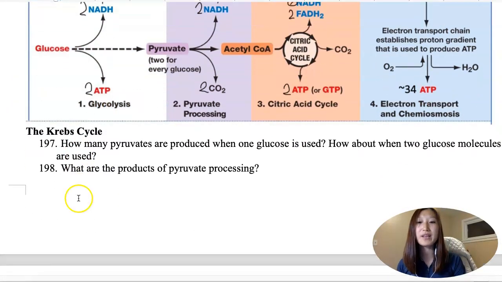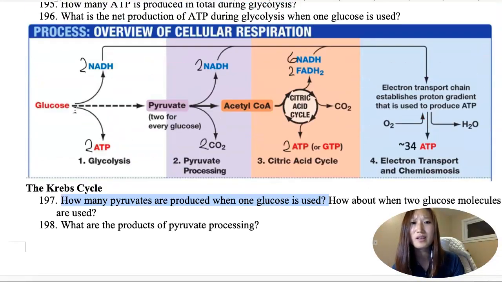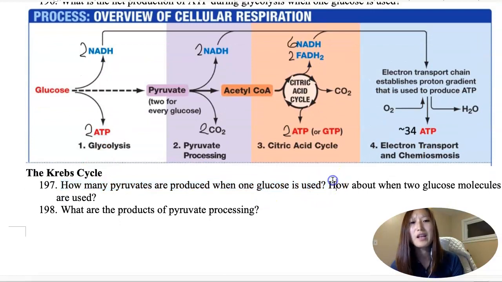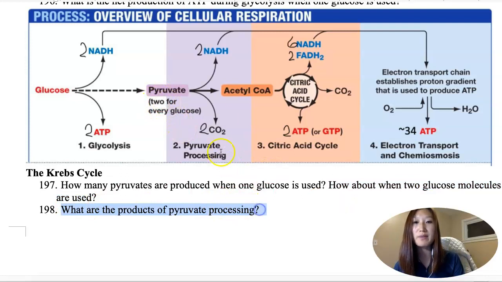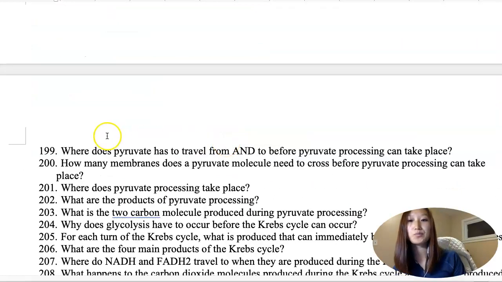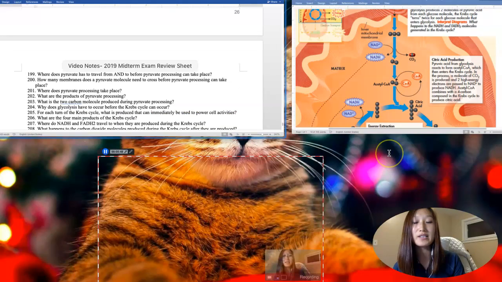How many pyruvates are produced when one glucose is used? We make two pyruvates. Wait, this is not the Krebs cycle yet. How about when two glucose molecules are used? If you're using two glucose molecules, then you'll make 4 pyruvates instead of 2 pyruvates. What are the products of pyruvate processing? NADH, acetyl-CoA, and CO2.